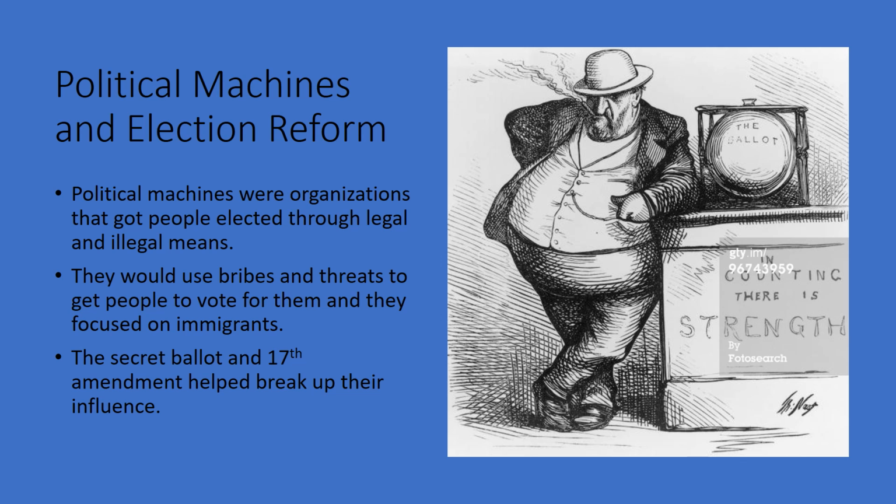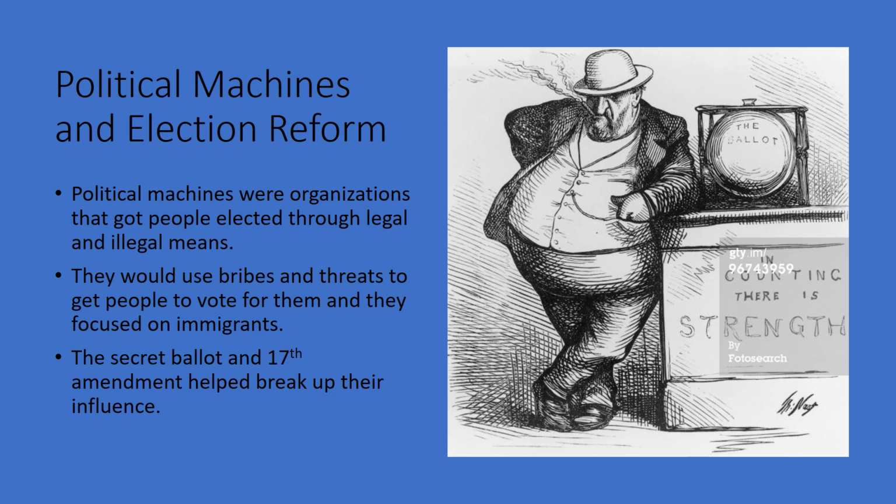Another big reform we're going to see during the Progressive Era is that of election reform. Now, during the Gilded Age, during the late 1800s, we had these political machines rising up in all parts of America, especially in the cities, that were in many cases just corrupt. These political machines were organizations that were used to get people elected through legal means in some cases and illegal means in other cases. They would use bribes and threats to get people to vote for them.